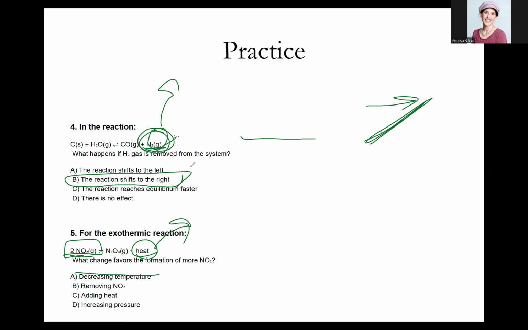If we removed NO2, so if we took NO2 out, it would try to replace what was taken out. So yes, removing NO2 is what would happen, because if we took NO2 out, our teeter-totter would look like this. And so the reaction would shift this way.